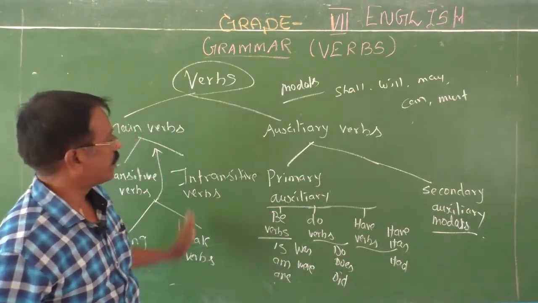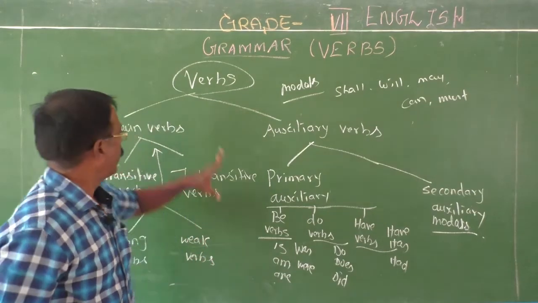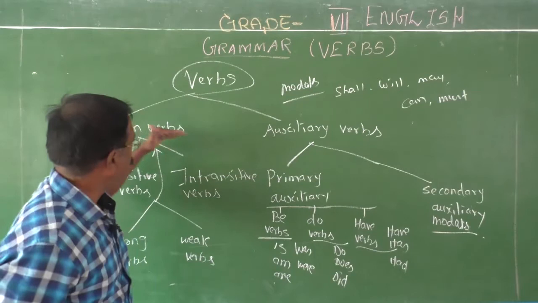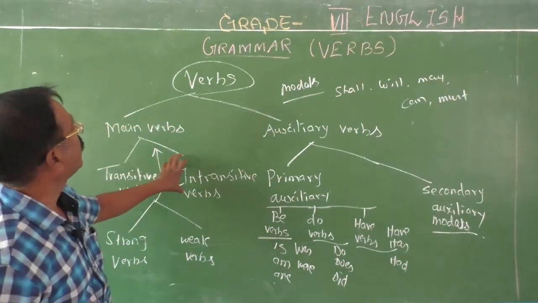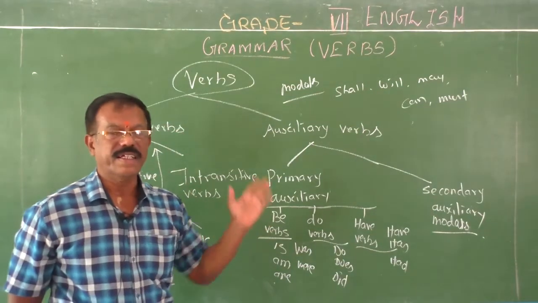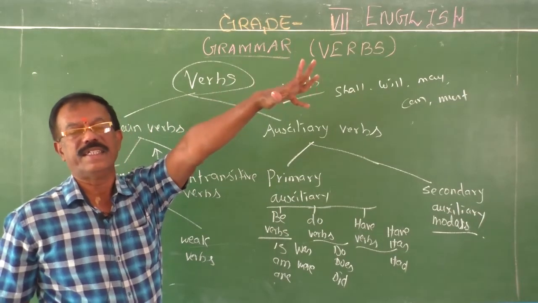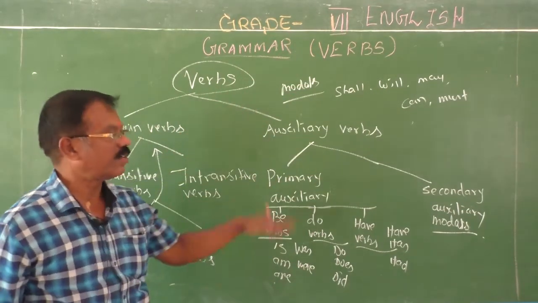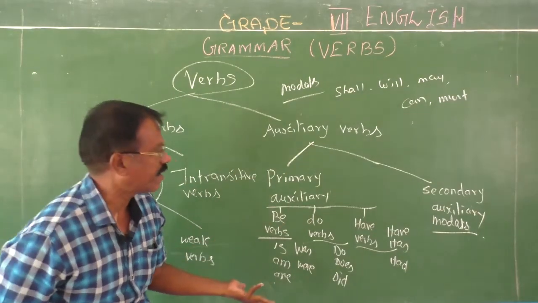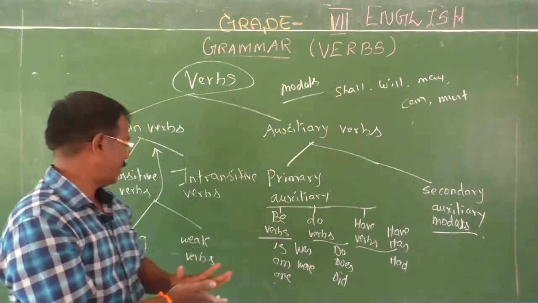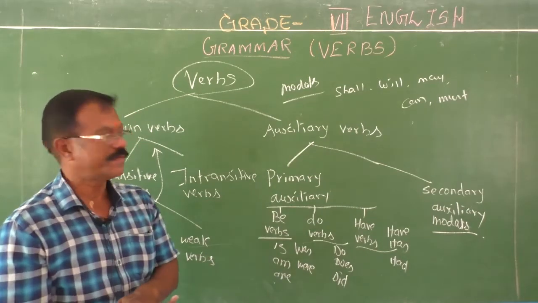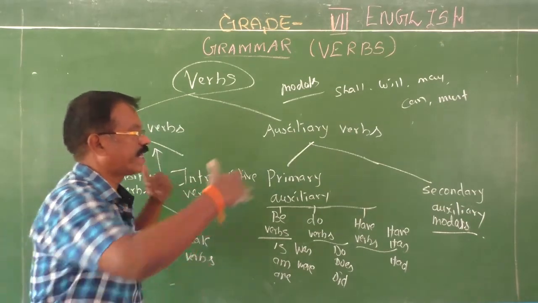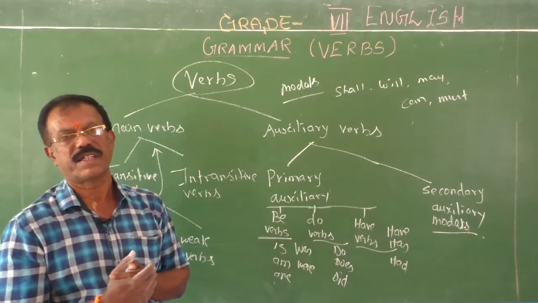So, that is the structure of verbs. Verbs can be classified into two types: main verbs and auxiliary verbs. Main verbs are further classified into transitive and intransitive. These things will be explained in detail in the second part of this video class. Before that, you have to learn some basic structures, all these things: strong verbs and weak verbs, primary auxiliaries. Auxiliary verbs are further classified into primary auxiliaries and secondary auxiliaries.